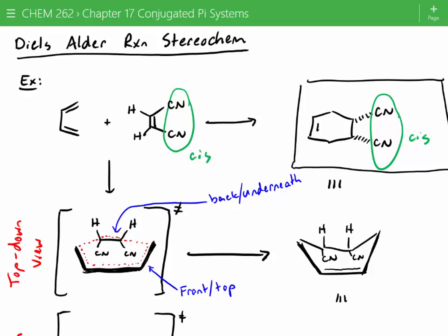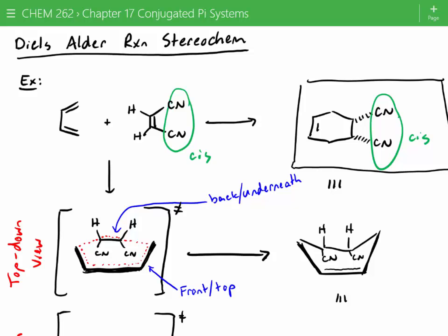I wanted you guys to think about it a little bit with the problem of the day. So in this reaction, we've got our S-cis diene. We've got our cis dienophile. And we said that if your dienophile is cis, your cyclized product will be cis too, right?